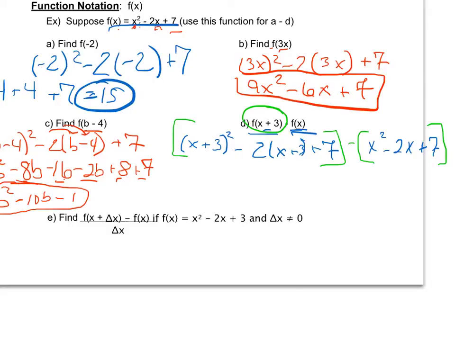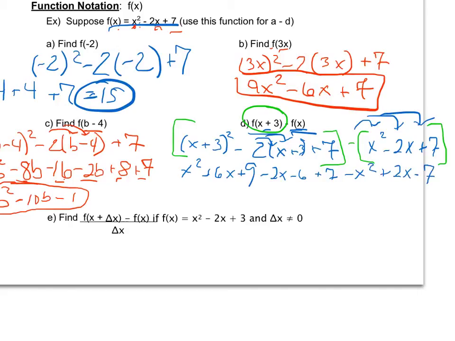So x plus 3 times x plus 3 is x squared plus 6x plus 9. If you don't believe me, do the FOIL. Distributing my minus 2, minus 2x, minus 6 plus 7. Distributing this minus all the way through, minus x squared plus 2x minus 7.